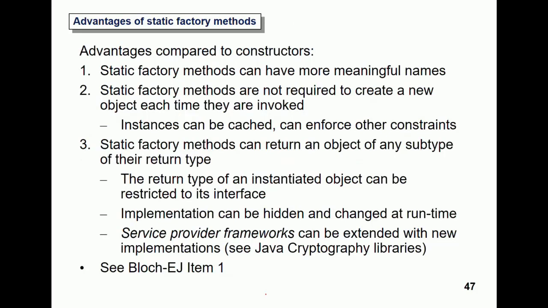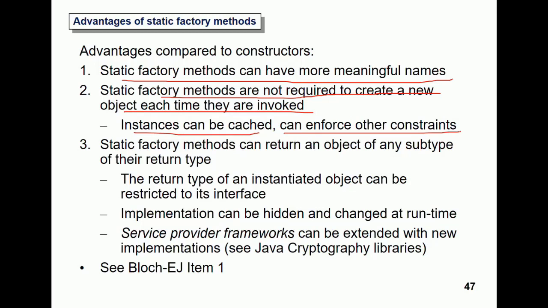So that's the singleton design pattern. Now, advantages of factories compared to constructors. Static factory methods can have more meaningful names. We've used the get instance name, but you can call it anything else that you want, whereas with constructors, you're always using the class name. Static factory methods are not required to create a new object each time they are invoked. Instances can be cached. If you use factory classes, essentially you're making your code more efficient.